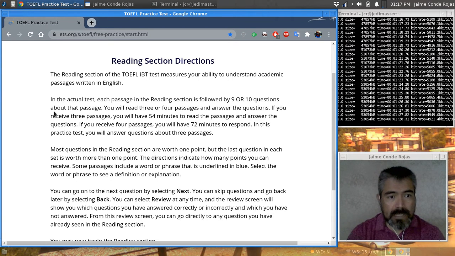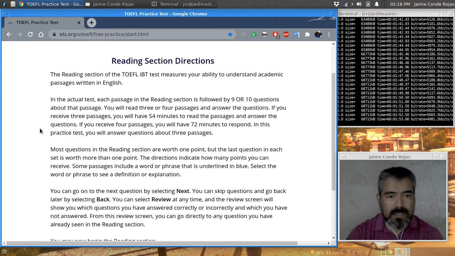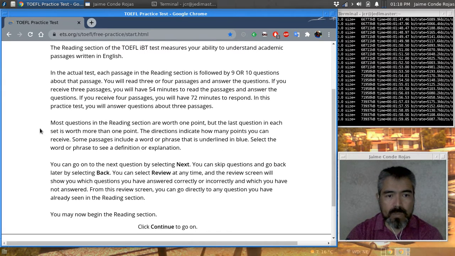So in the actual test, each passage in the reading section is followed by 9 or 10 questions about that passage. You will read 3 or 4 passages and answer the questions. If you receive 3 passages, you will have 54 minutes. If you receive 4 passages, you will have 72 minutes to respond. In this practice test, you will answer questions about 3 passages. Most questions are worth 1 point, but the last question in each set is worth more than 1 point. This is very important.